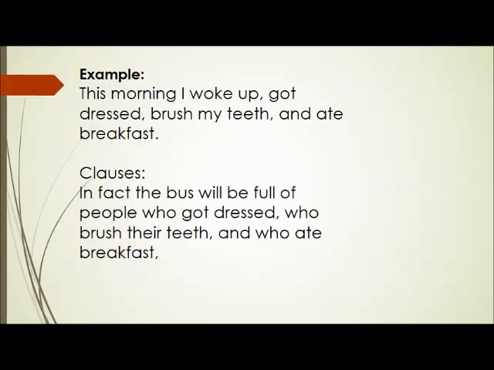Words: use commas to separate three or more words, phrases, or clauses. For example, this morning I woke up, comma, got dressed, comma, brushed my teeth, comma, and ate breakfast. Clauses: in fact, the bus will be full of people who got dressed, comma, who brushed their teeth, comma, and who ate breakfast.